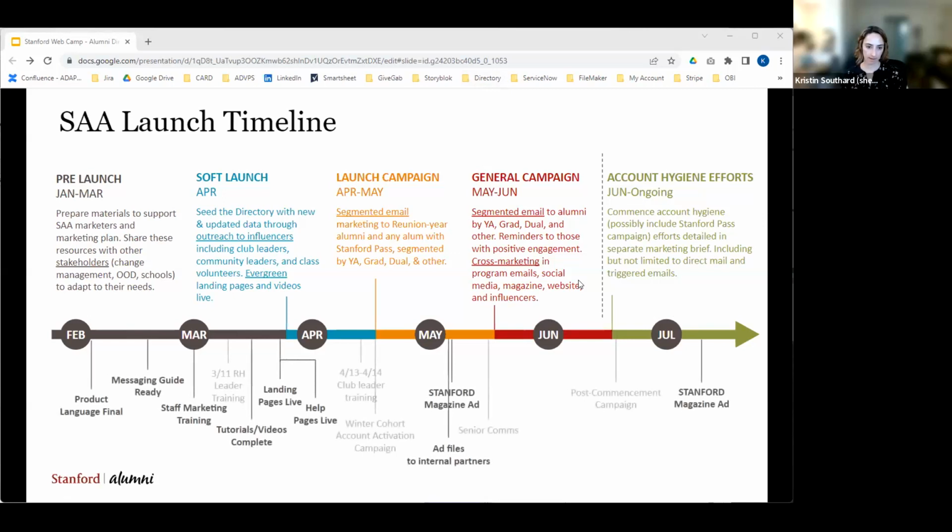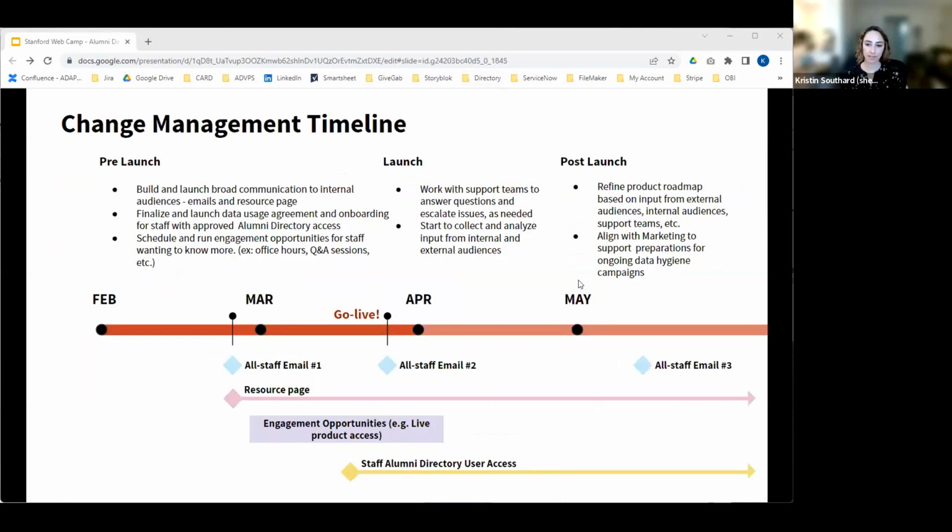The other thing that we got to was the internal communications. So the SAA marketing team really did work on the external communications along with different businesses and schools and units to do that. But we also did have an internal change management timeline that was really spearheaded by our BTS change management lead, Miriam Beekman.